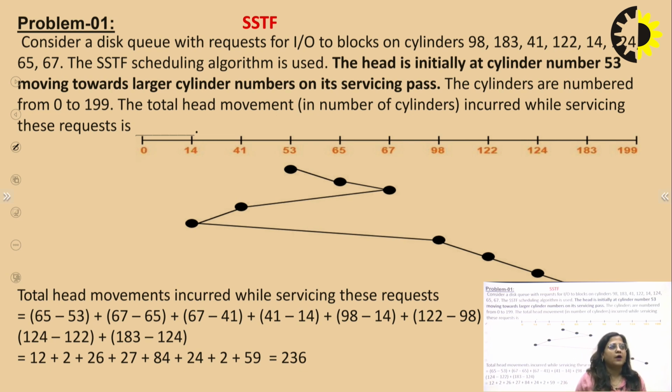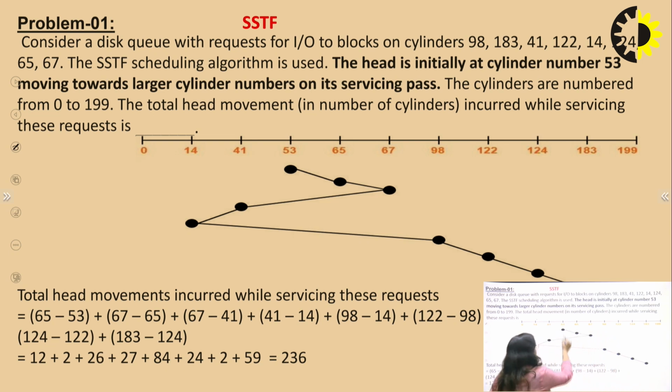So again the problem is next. Consider the disk queue with the request for input output to the block on cylinder. These are some numbers: 98, 183, and so on, and your read write head is initially present on 53, okay, and moving toward the larger cylinder number. It means firstly you start in the larger direction.